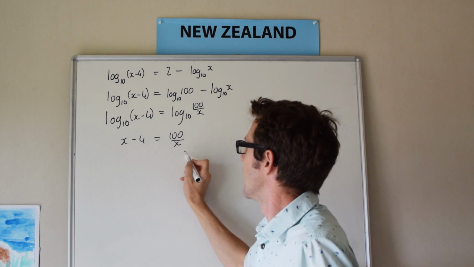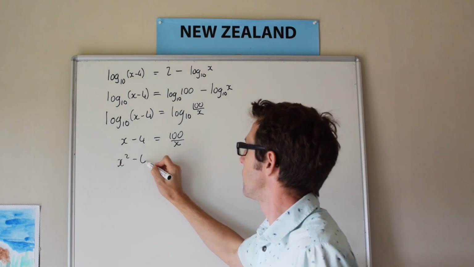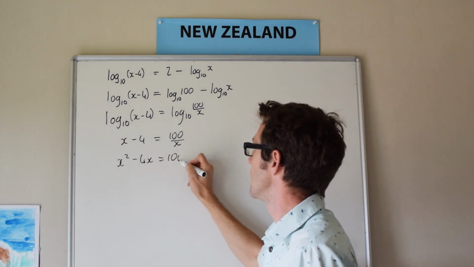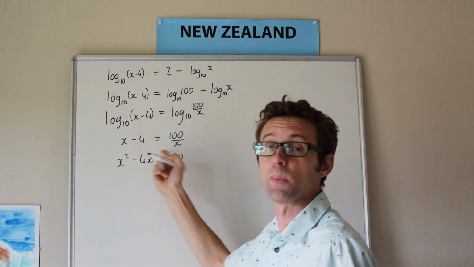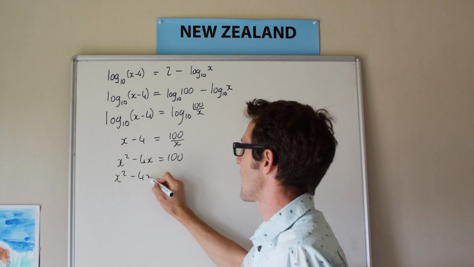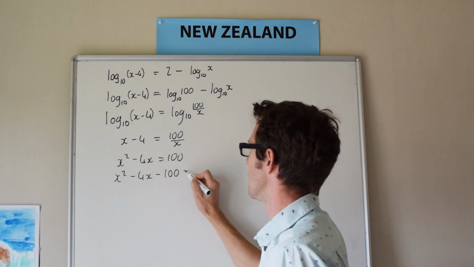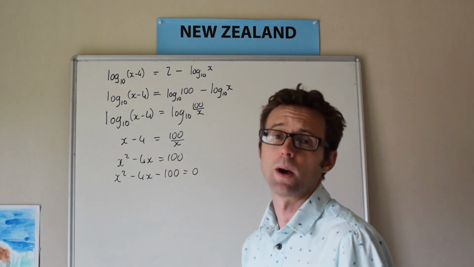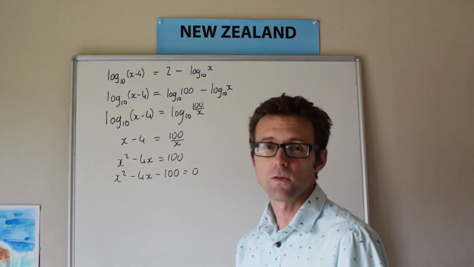Okay, so now x squared minus 4x is equal to 100. I've just multiplied both of my sides by x, and then I'll pull this over here, so I have my quadratic expression, my quadratic equation. Okay, that's the first part.